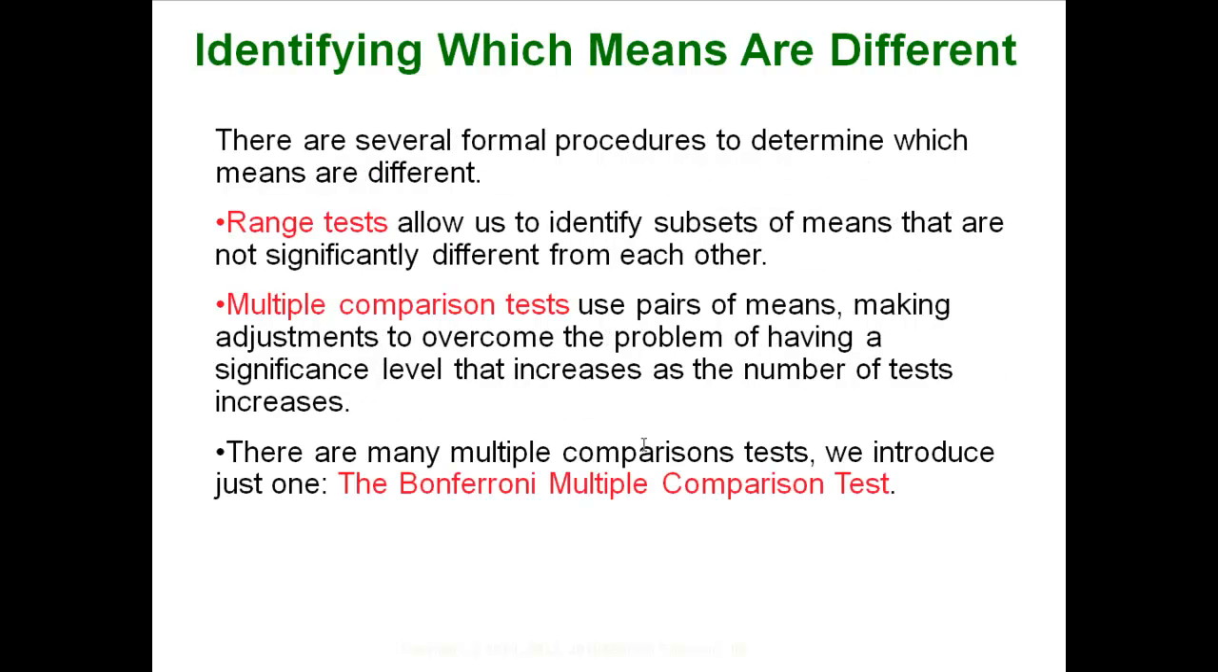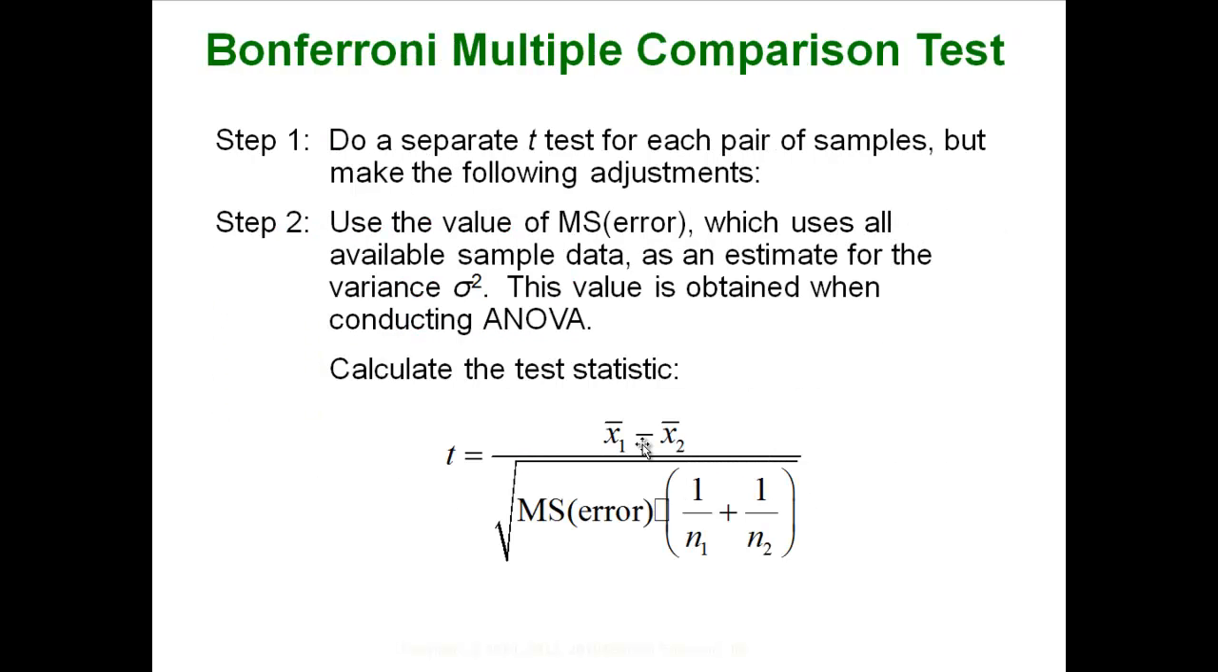You can also look at other types of tests, range tests, multiple comparisons tests, and then the more commonly used one is either the Bonferroni or the student t-test. Those are the two that are normally run as an extra test on top of an ANOVA. This is the calculation for the Bonferroni. Don't worry about it. Technology is going to do it for you.